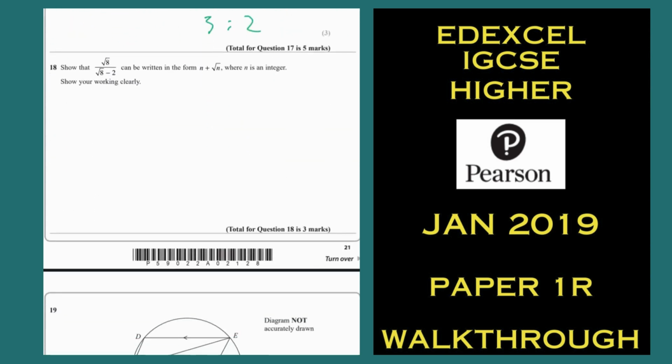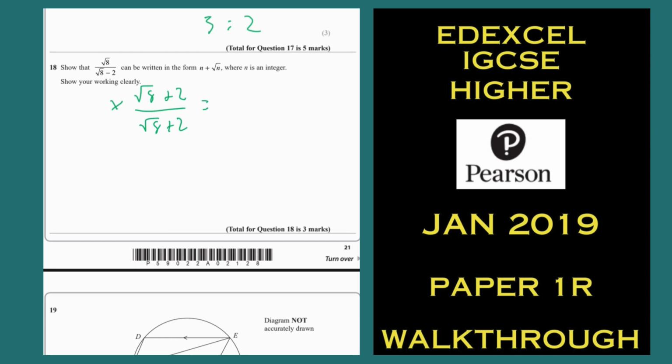Number 18, good old surds. Your choice as to whether you simplify the root 8 now, because it can be simplified. Feel free to check your calc, it's 2√2. All right, or do it later. I'll do it later. So I'm going to multiply by the conjugate. In other words, I will change the sign to a plus.